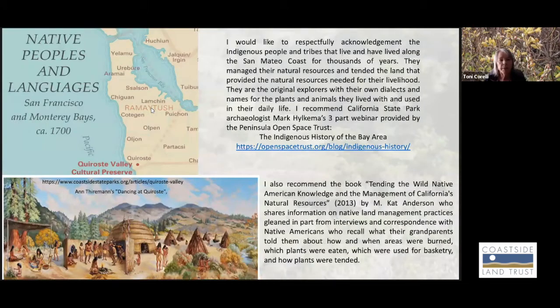I would like to respectfully acknowledge the indigenous people and tribes that live and have lived along the San Mateo Coast for thousands of years. They managed their natural resources and tended the land that provided the natural resources needed for their livelihood. They are the original explorers with their own dialects and names for the plants and animals they lived with and used in their daily life.